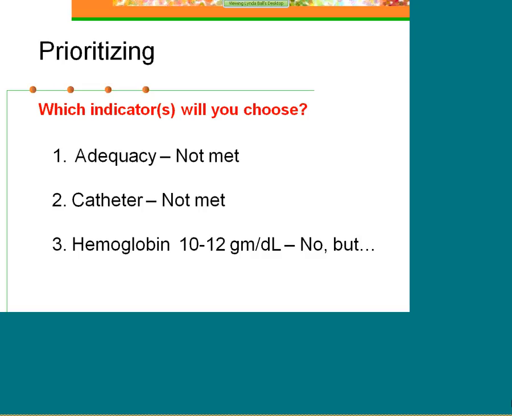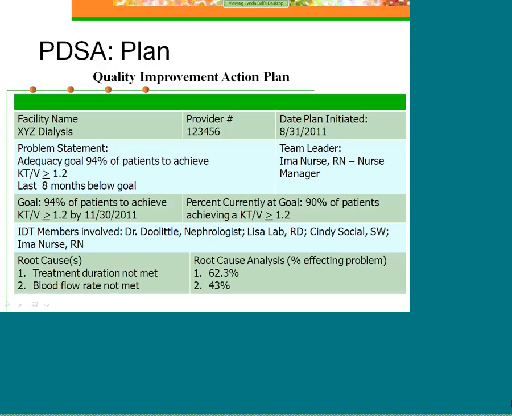All right, now let's look at an action plan here. This is facility X, Y, and Z. And remember, the adequacy goal was 94% of patients to achieve a Kt/V greater than or equal to 1.2. But for the last 8 months, they were below goal. So they think that this is the area where they need to target.